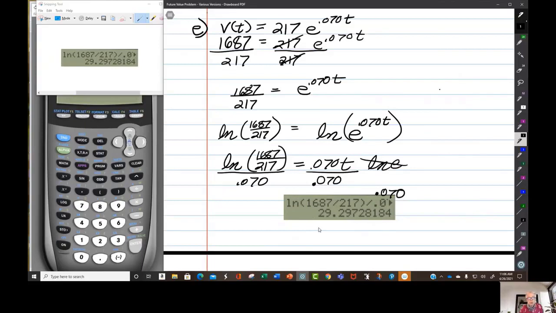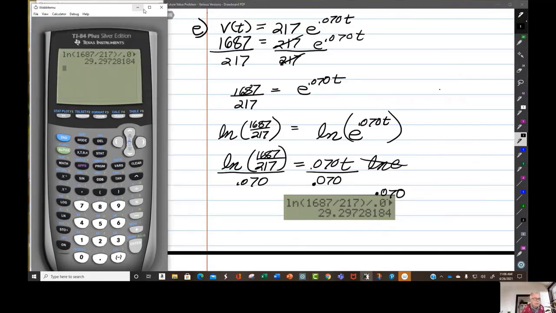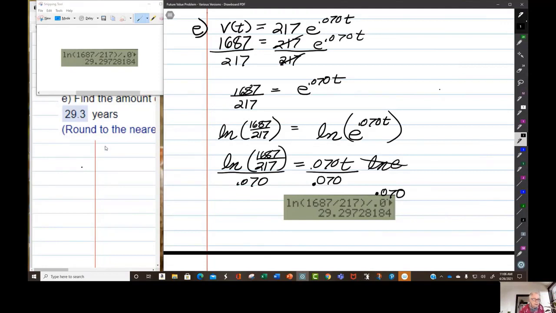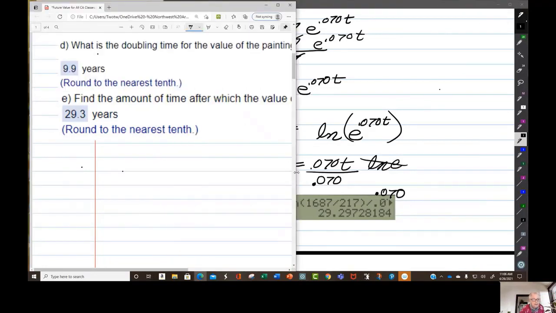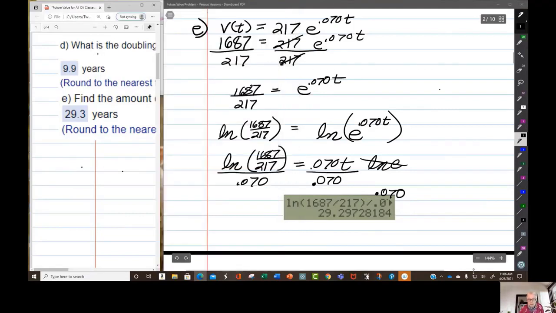But we're told to round to one decimal place, the nearest tenth of a year. Round to the nearest tenth. Okay. So we'll have 29.3 years. This 9 will cause the 2 to go up to a 3. So our time will be 29.3 years.